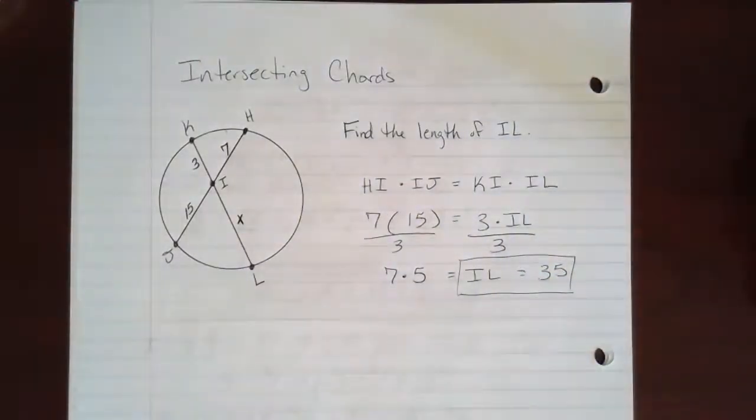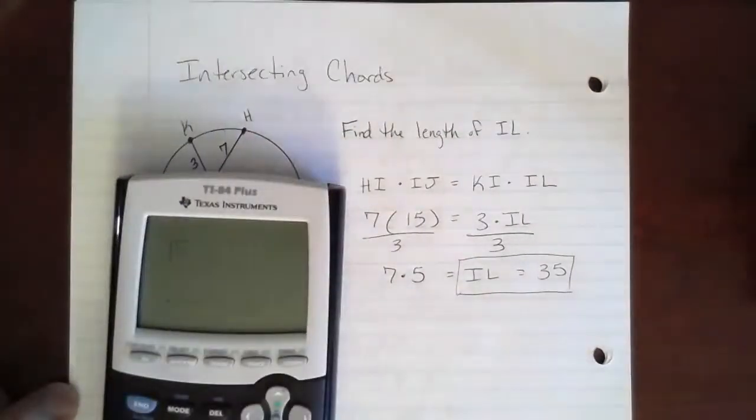And then if you wanted to verify that, if you weren't sure, then all you have to do is just grab a calculator real fast. You don't even have to think about it. This way you can not worry about making mistakes yourself. 7 times 15 was 105, and 3 times 35 is 105. That's how I know I've done this correctly.